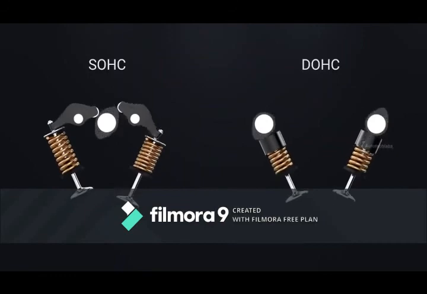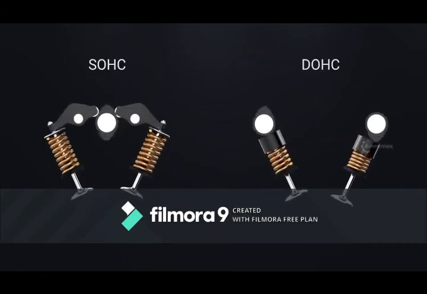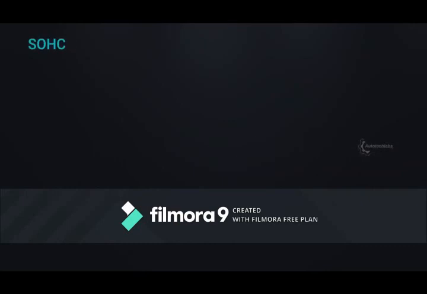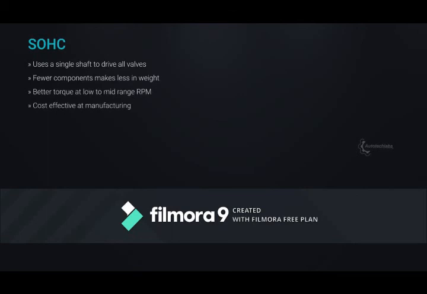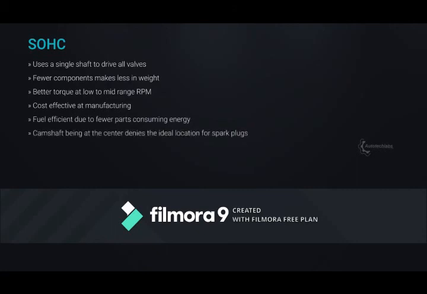When it comes to choosing between SOHC and DOHC engines, both have their own pros and cons. Let's look at some points briefing the presentation. SOHC uses a single shaft to drive all valves. Fewer components make it less in weight. Better torque at low to mid-range RPM. Cost-effective in manufacturing. Fuel efficient due to fewer parts consuming energy. The camshaft being at the center denies the ideal location for spark plugs.